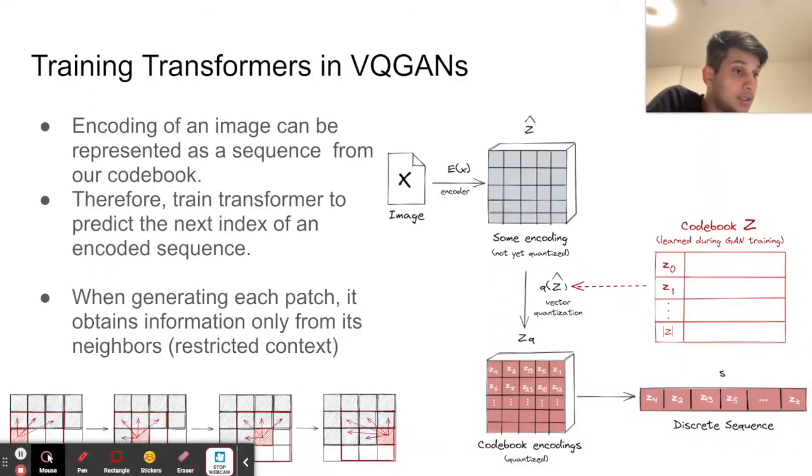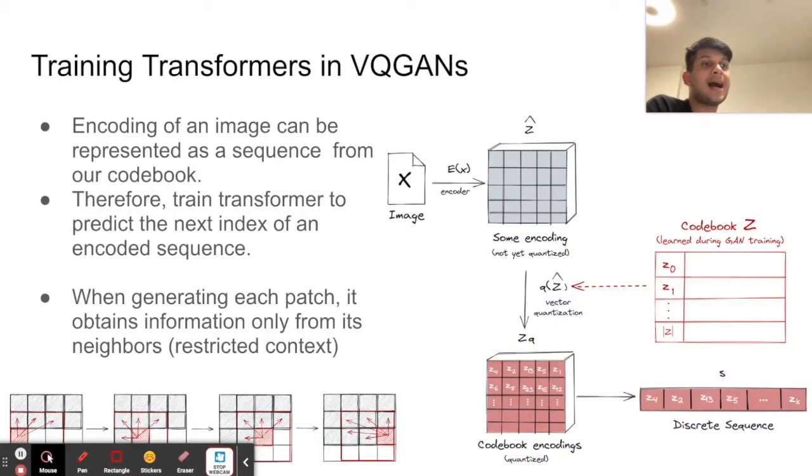Once we have the codebook, we're only interested in the codebook because it provides a discrete representation of our visual parts that can readily be fed into the transformer. To do so, we represent the images in terms of the codebook indices of their embeddings. This means that the encoding of an image can be represented as a sequence from our codebook, like white cat looking out of window. So this would just be code words, and now we have a sequence. And now that we have our sequences, we can just train our transformer to predict the next index of an encoded sequence.